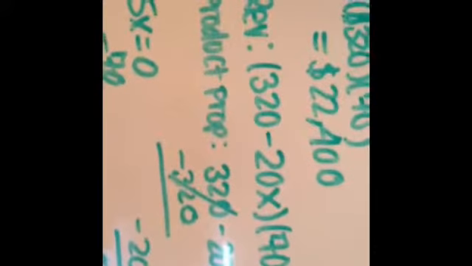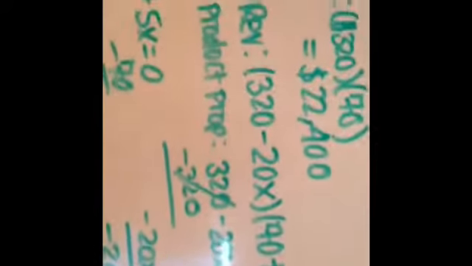$22,400. So your max revenue is like the whole equation of solving for the decreasing price of the cameras and then the additional 5 people buying it. So it's 320 minus 20x and then 70 plus 5x.